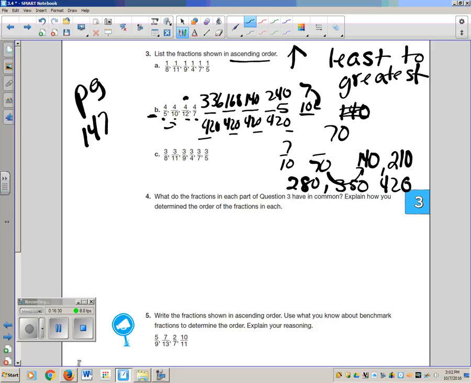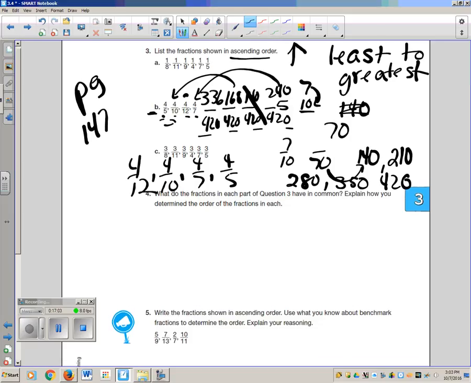The smallest fraction is 4/12. Cross that out. The next fraction is 4/10. After that, you've got 240, which is the 4/7. And finally, 4/5 is the greatest. That's a long problem. Common denominators. That's how you figure that one out. Benchmark fractions would be close. Sometimes it's hard to tell between 4/10 and 4/12, 4/5 and 4/7.